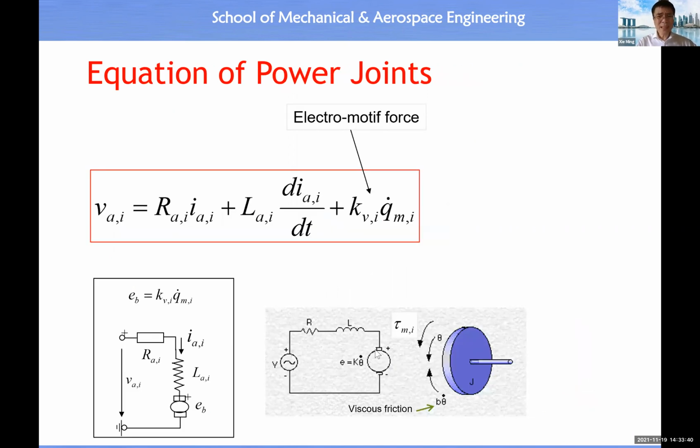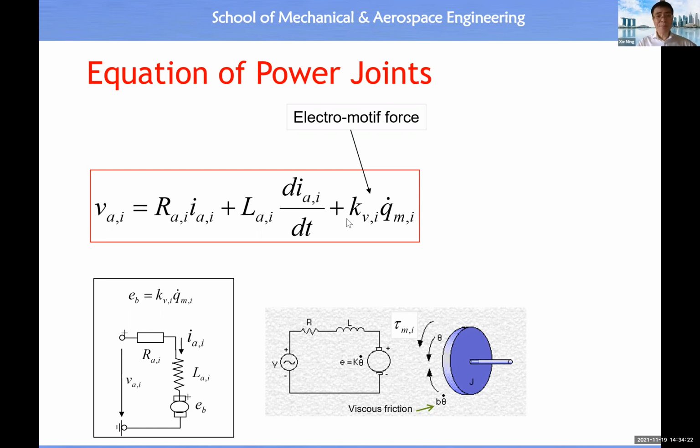All right, then we can write down this equation now. The voltage drop at the input on the electronic side should be equal to the voltage drop across the resistor plus the voltage drop across the inductor plus the voltage produced by the rotating coil. The voltage produced by the rotating coil is proportional to the angular velocity of the rotating coil. The voltage drop across the inductor is proportional to the first order derivative of the current. The voltage drop across the resistor is proportional to the current. So therefore, we have this equation.